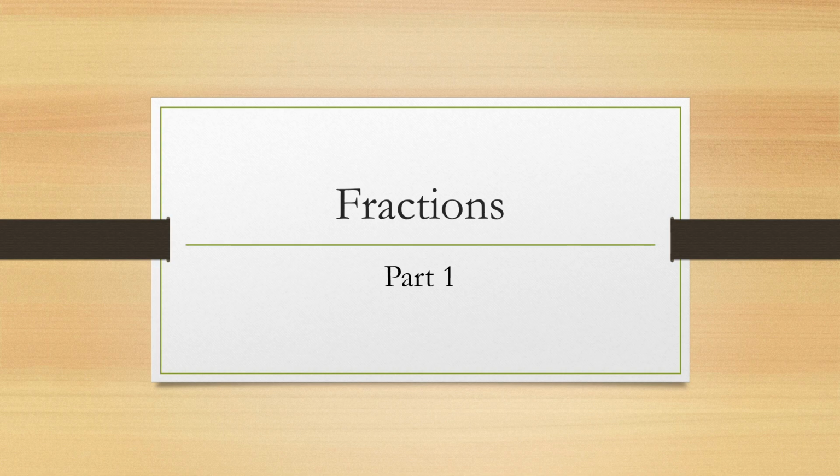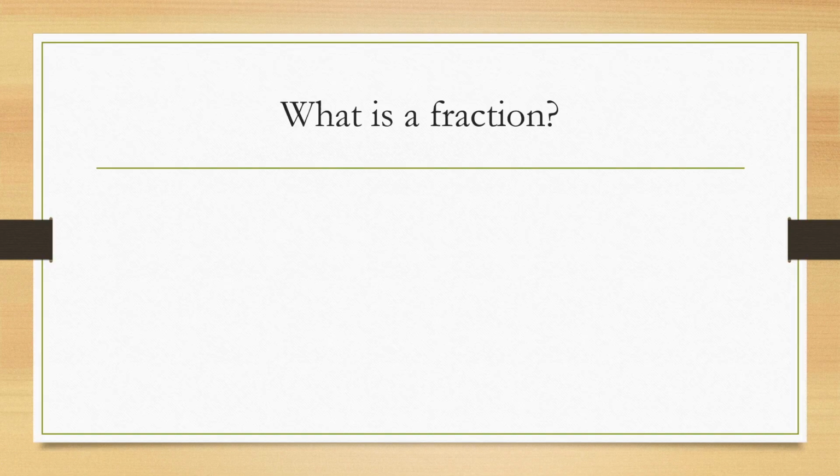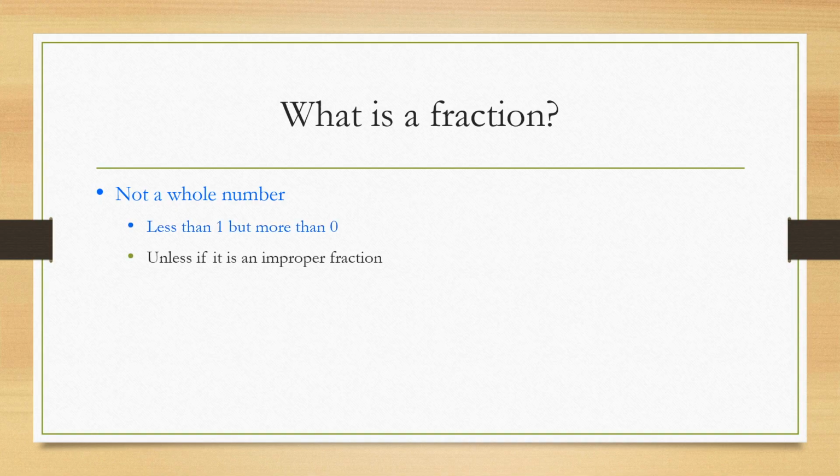So let's start with what actually is a fraction. A fraction is a part of a whole number, so it's not actually a whole number. A fraction is less than 1 but more than 0, unless it's an improper fraction. An improper fraction is basically anything that's more than 1. For this course, for the time being, we're only going to be considering a fraction that is less than 1, so that's a normal fraction. Improper fractions we're going to be considering later down the line.